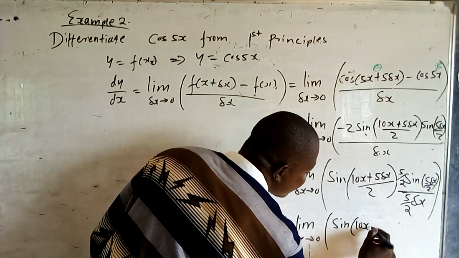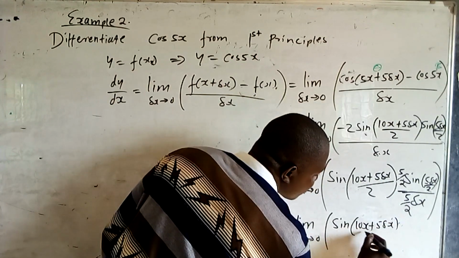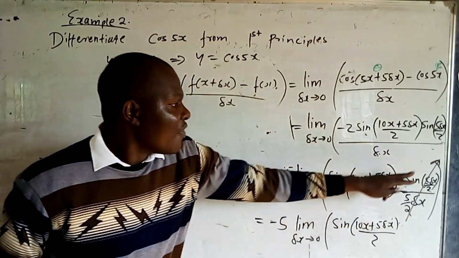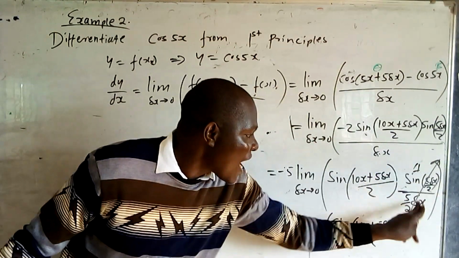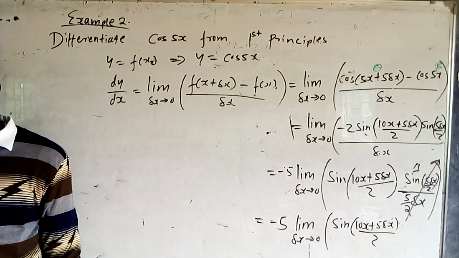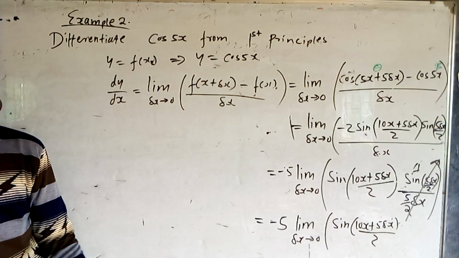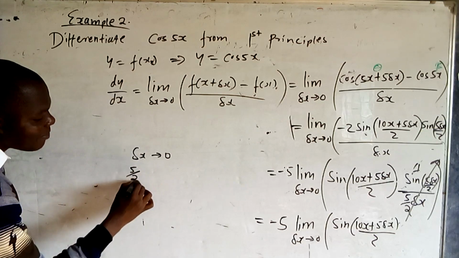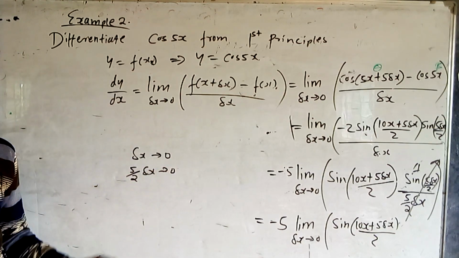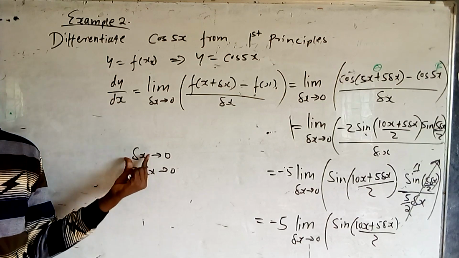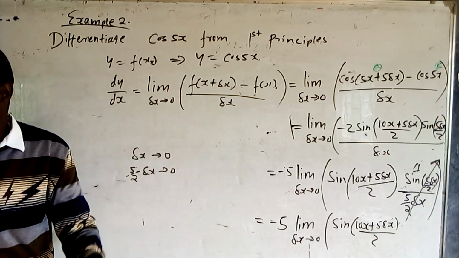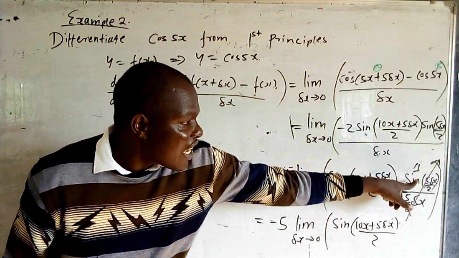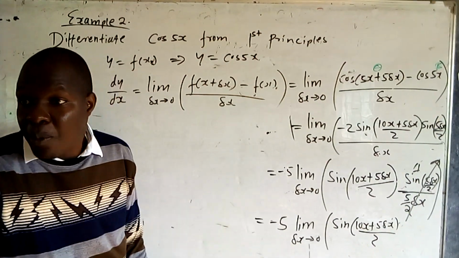Of sine 10x plus 5 change in x over 2. After bringing this one outside to be negative 5, the whole of this limit is always 1, being sine y over y, isn't it? Are we together? It doesn't matter that this is 5 change in x here. If you have change in x tends to 0, it is still the same as 5 over 2 change in x tends to 0, because it is tending to 0. So it doesn't matter whether you divide or multiply. Are you seeing? Good. So this second limit is 1, isn't it?